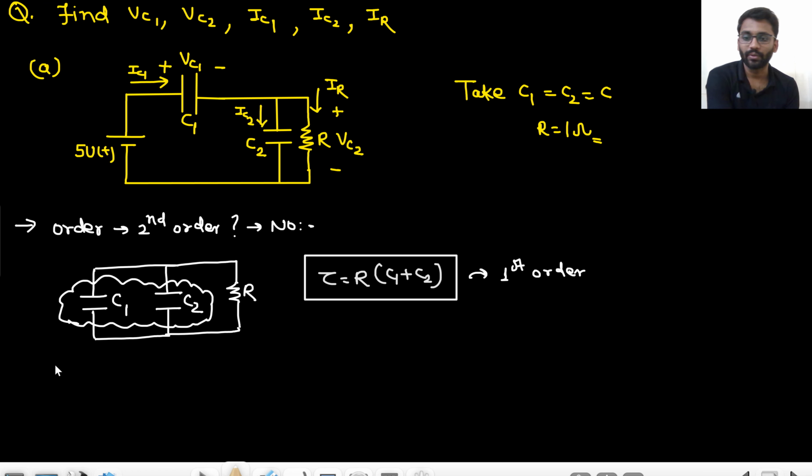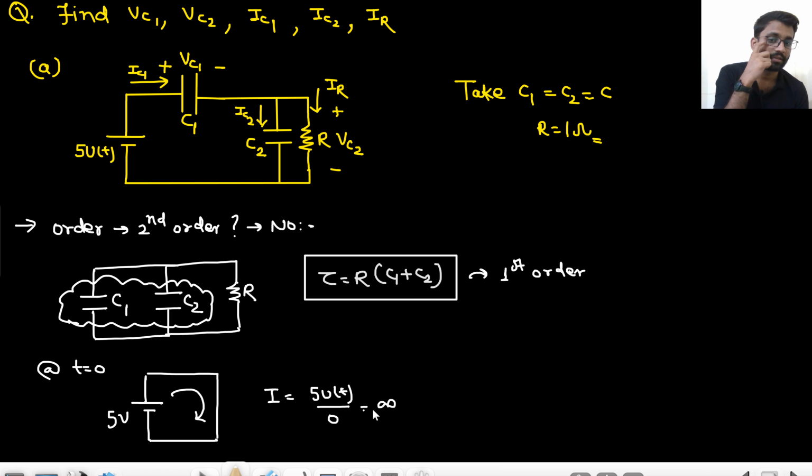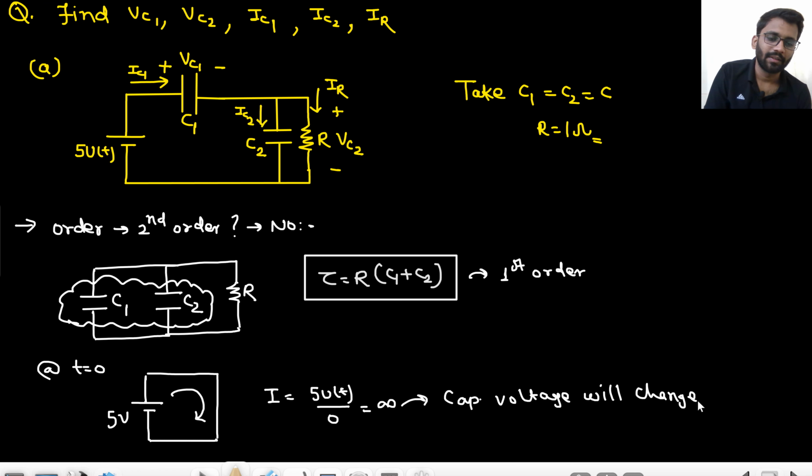Now what is happening at t equals to 0? You can clearly see: this capacitor will be shorted, this will be shorted. So there will be an impulsive current. This is 5 volt, this capacitor is shorted, this capacitor is shorted. There will be an impulsive current, infinite current. So capacitor voltage will change immediately, right? So how will it change?